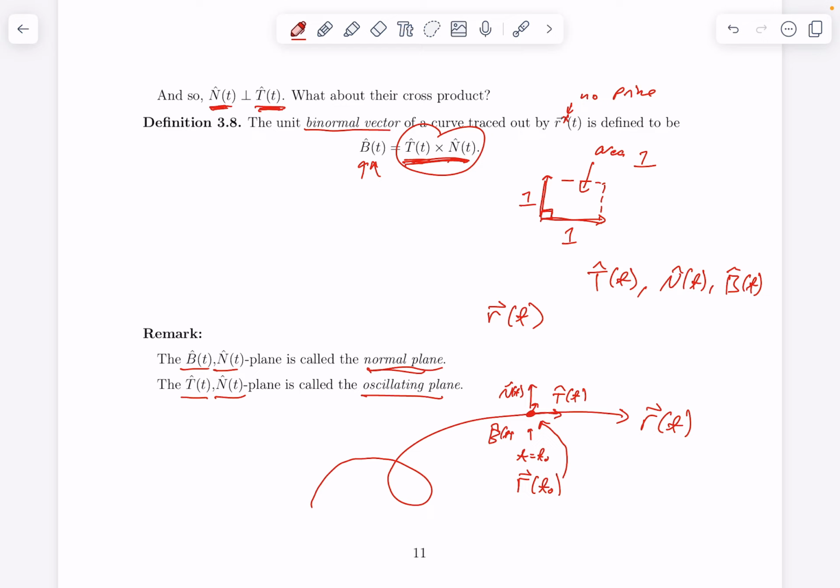Now I know B hat is coming out because of the right-hand rule. I start at T, and then I curl my fingers towards N, and my thumb is pointing up. So that is how it works. So this normal plane has T, the direction of motion, as the normal vector.